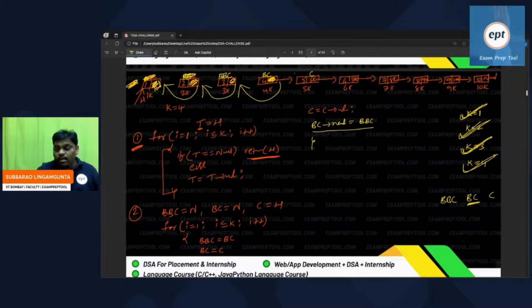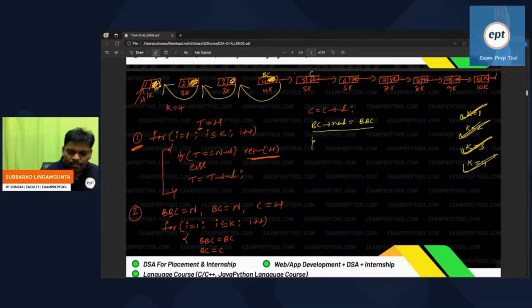4 nodes are reversed. Please be careful. Now I want to explain one important thing. Please try to understand, everyone. I just want to convey one important thing.